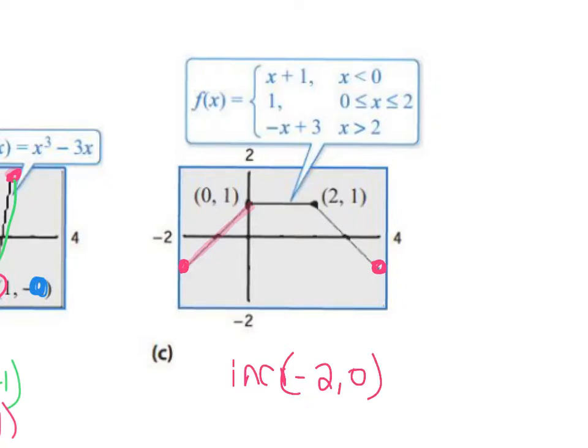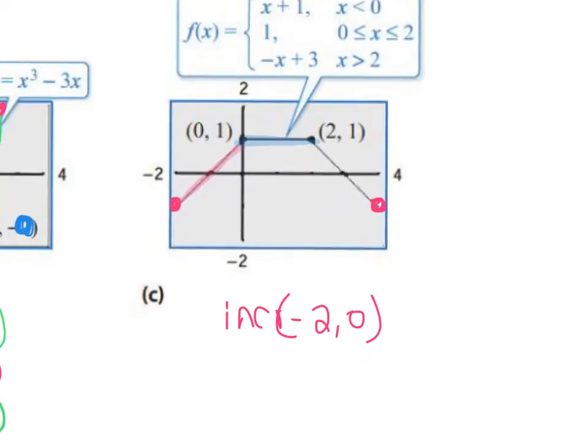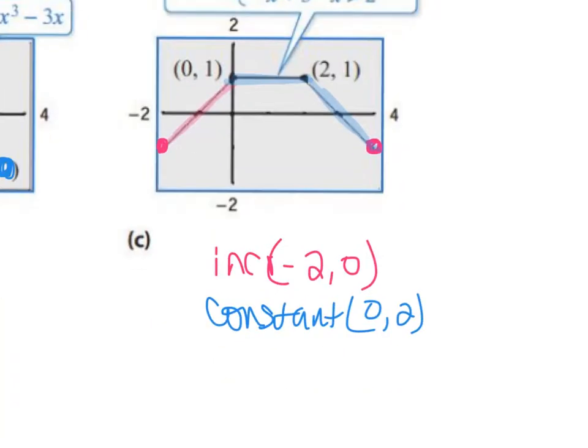Okay, what am I doing then from here to here? It's constant. It's staying the same. It's flat. So it's constant from what to what on the x-axis? 0 to 2. Good. And then what's going on here? It's decreasing from what to what? From 2 to 4.